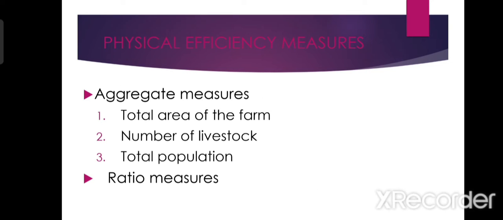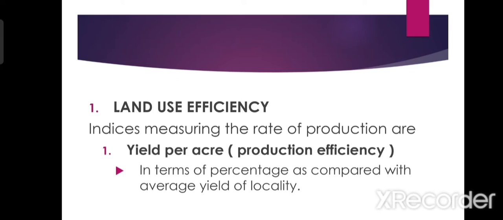Physical efficiency measures. Aggregate measures: total area of the farm, number of livestock, total population. Ratio measures: land use efficiency. These are indices measuring the rate of production, and there are three factors. First one is yield per acre, production efficiency in terms of percentage as compared with the average yield of the locality.